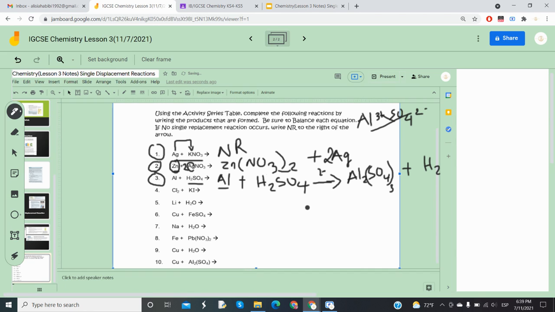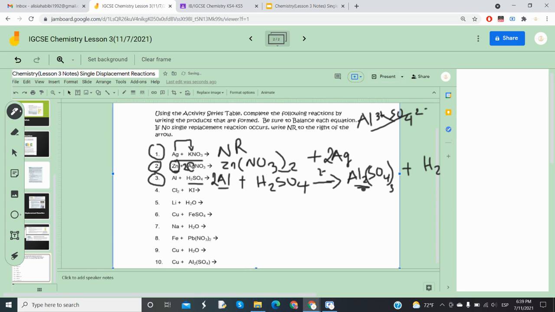Now we have to check and see if this equation is balanced. So we have Al2(SO4)3. We have hydrogen here, which is 2. But if you look here, we have 2 atoms of aluminum and we have only 1 here. So that means we have to put 2 in front here. And so we have 2 atoms of aluminum here. We have 2 atoms of aluminum.